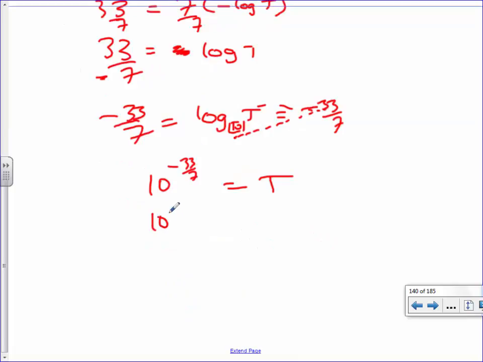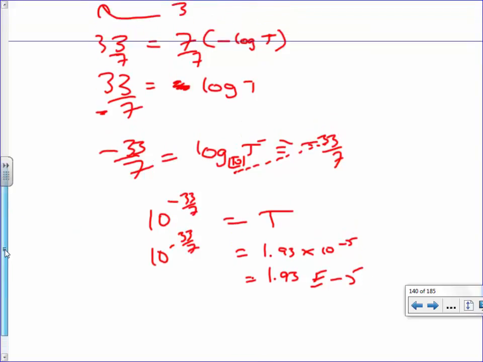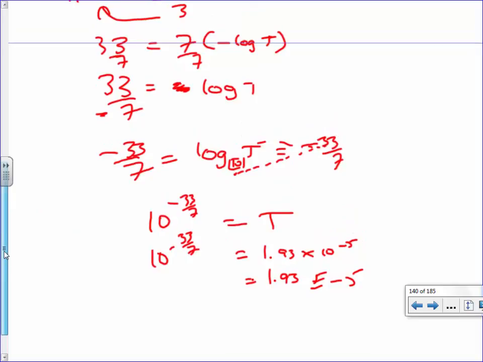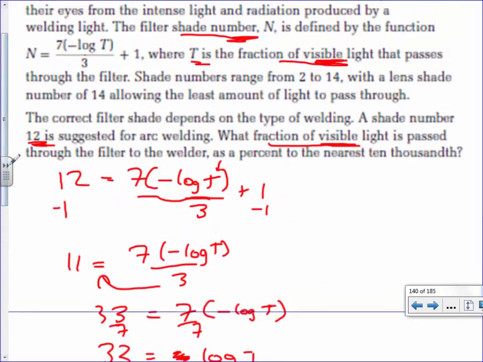So then, what's 10 to the negative 33 over 7? 1.93 times 10 to the negative 5. So 1.93 e minus 5? Yeah. All right, that's one way. Wait, I'm calculating. Let's try the other one here, and then we'll call it a break. Everybody able to follow that though? Okay, let's try the calculator way then.